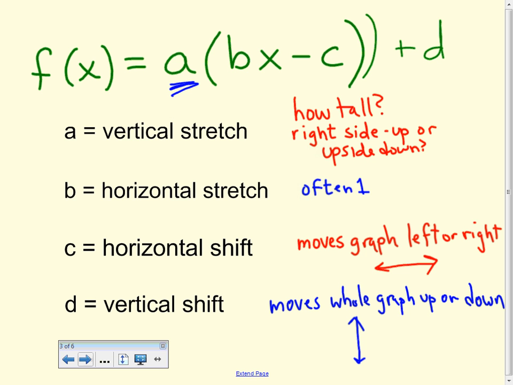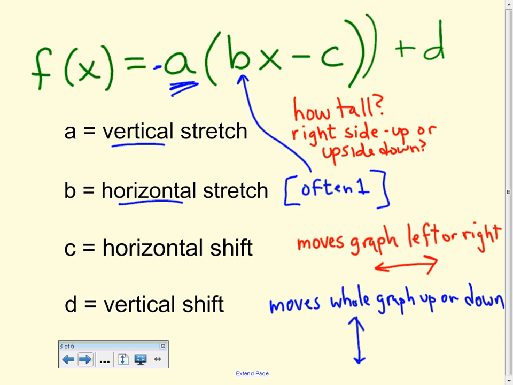If it's negative there, of course, it'll move everything over and around the x-axis, or flip it over, the up and down direction. Horizontal stretches, we don't worry too much about. That horizontal number, that stretch there, is often 1. And that kind of battles it out with the vertical stretch anyways. Vertical stretch is the up and down stretch. The horizontal stretch is the left and right stretch.